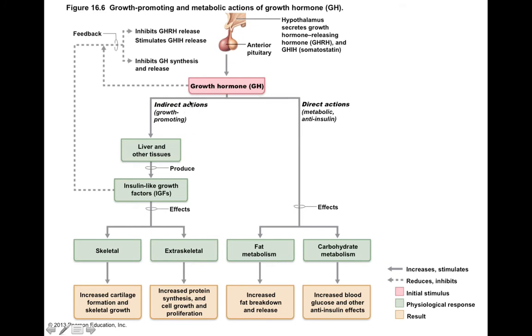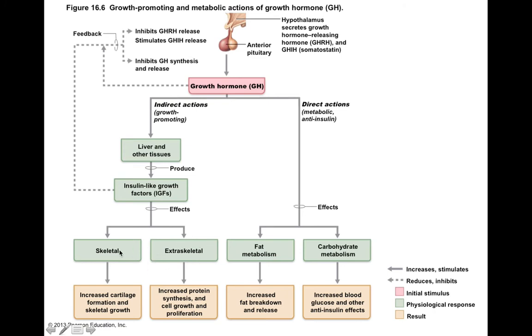Now, the indirect actions are the ones that are growth promoting, so the indirect actions will cause growth of skeletal and extraskeletal tissues through the use of insulin-like growth factors. Growth hormone will cause the liver and other tissues to release these IGFs, or insulin-like growth factors, which then directly cause skeletal and extraskeletal tissues to increase in size and number.